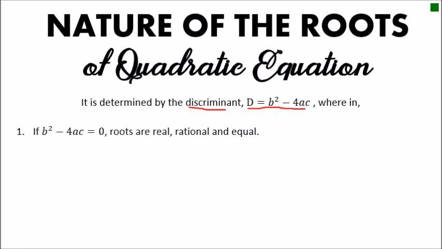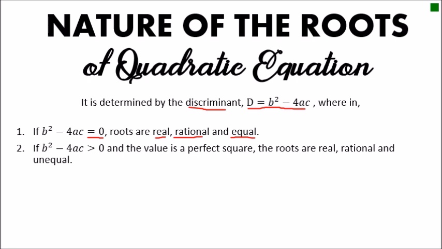First one, if b squared minus 4ac or the discriminant is equal to 0, okay, so equal to 0, the roots are real, rational, and equal. Okay, so ang nature of the roots ay real, rational, and equal kapag 0 ang discriminant mo.